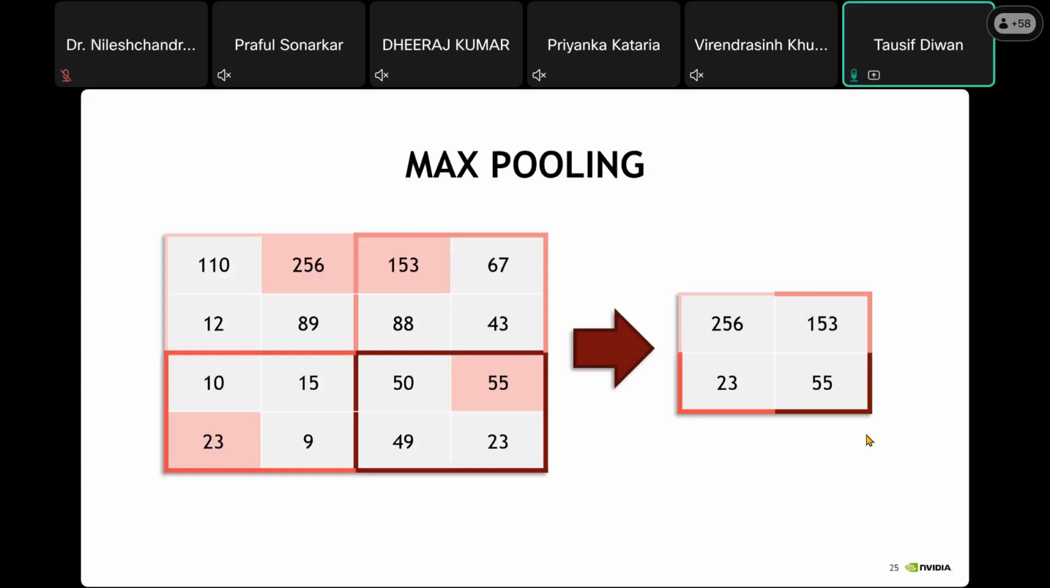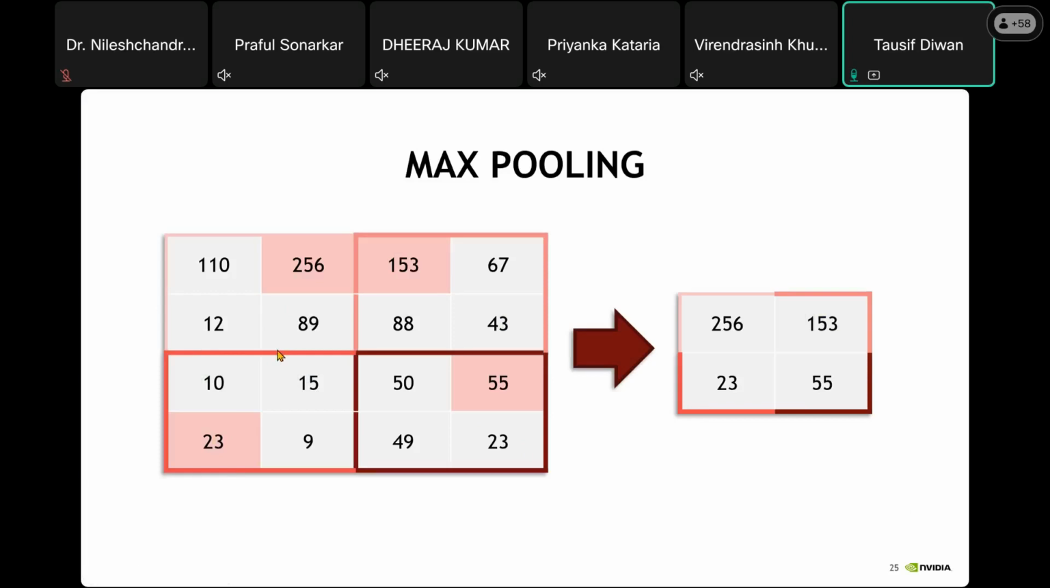CNN is generally associated with one more layer. The name of that layer is the max pooling layer. See, suppose this is the feature map generated, like the result of applying a filter on the input. So we generated this, and now max pooling is applied.